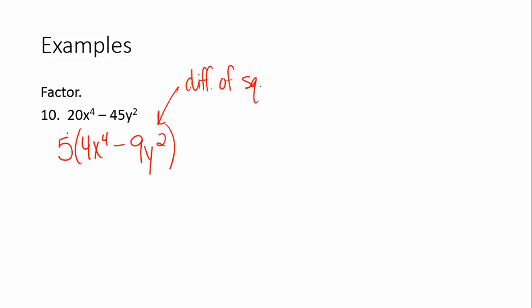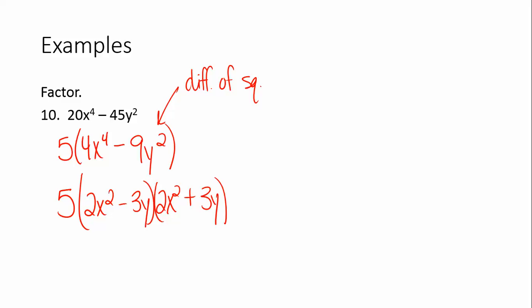But remember, the 5 comes with us, and now we just split up our parentheses into 2x squared minus 3y, 2x squared plus 3y. Signs are opposite in a difference of squares, and you just kind of have to pay attention to your exponents on the variables to know how to split them up.